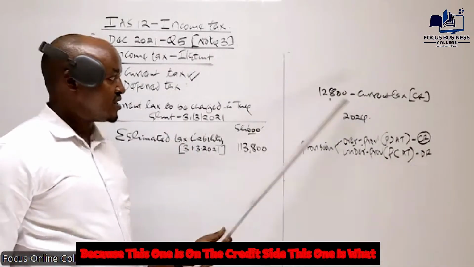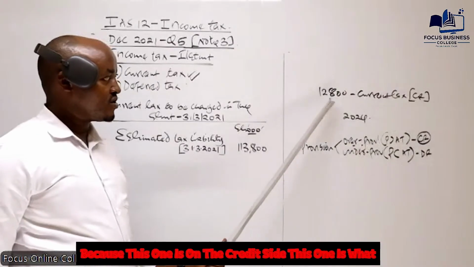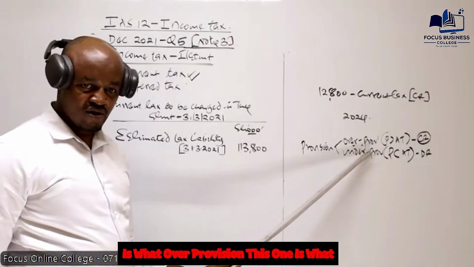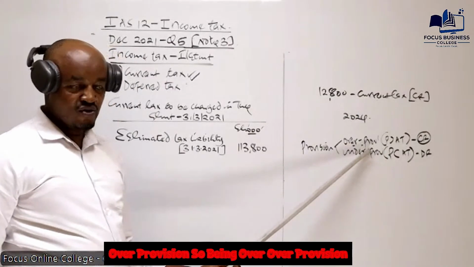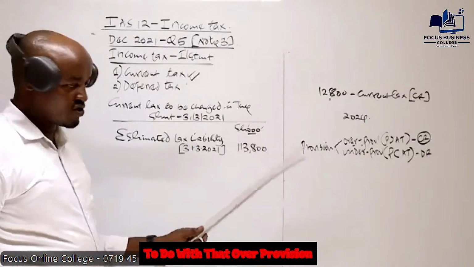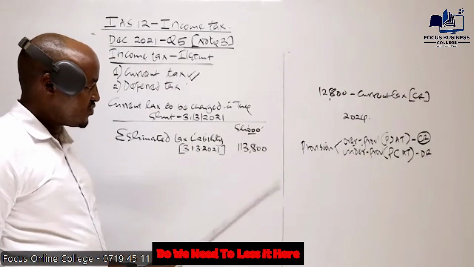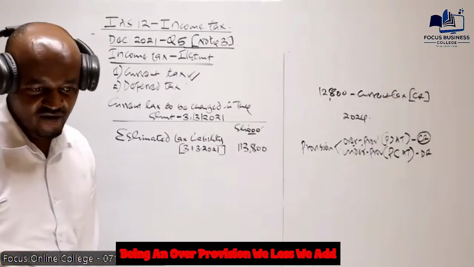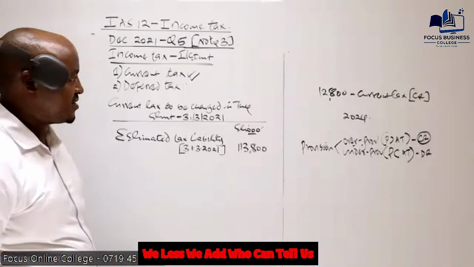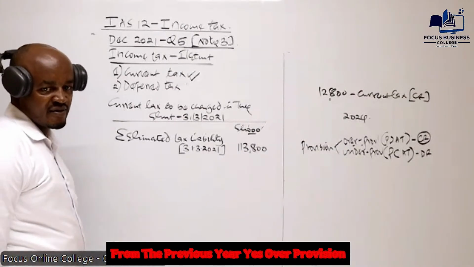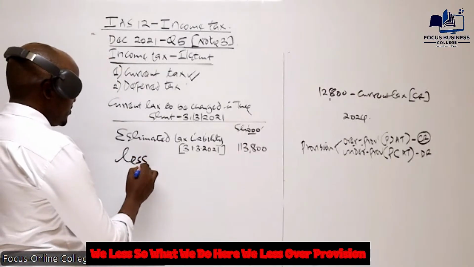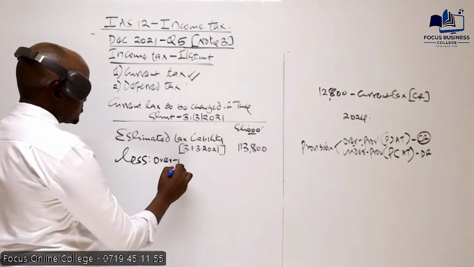Because this one is on the credit side, it is an over provision. Being an over provision, what do we need to do with it? Do we add it here or do we less it here? Over provision of current tax from the previous year, we said we less. So here we less the over provision.